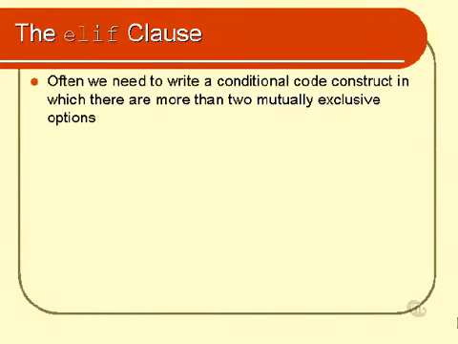Well, sometimes we need to write a piece of conditional code in which there are more than two mutually exclusive options. So far we've only seen a maximum of two blocks of code that we can run depending on the value of a certain command. Well, we may want to write a piece of code in which there are 3 choices or 4 choices or 25 choices. Let's have a look at what that might look like.